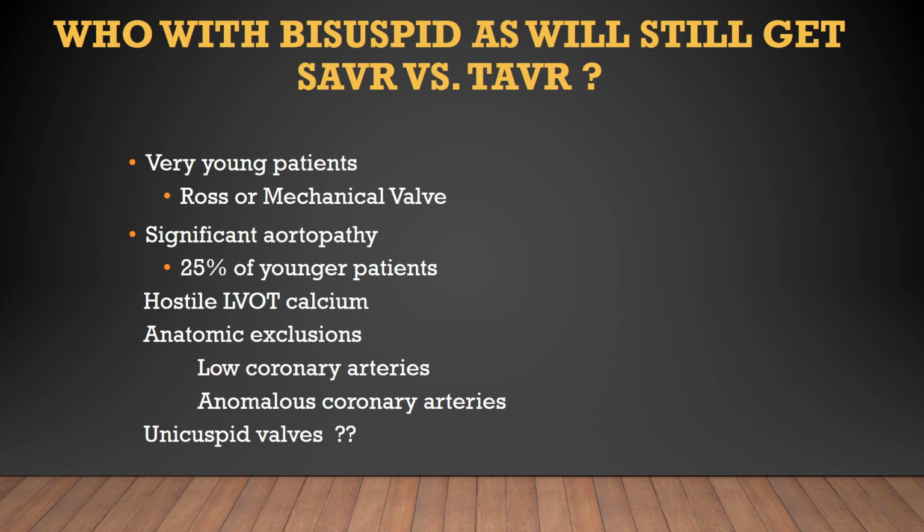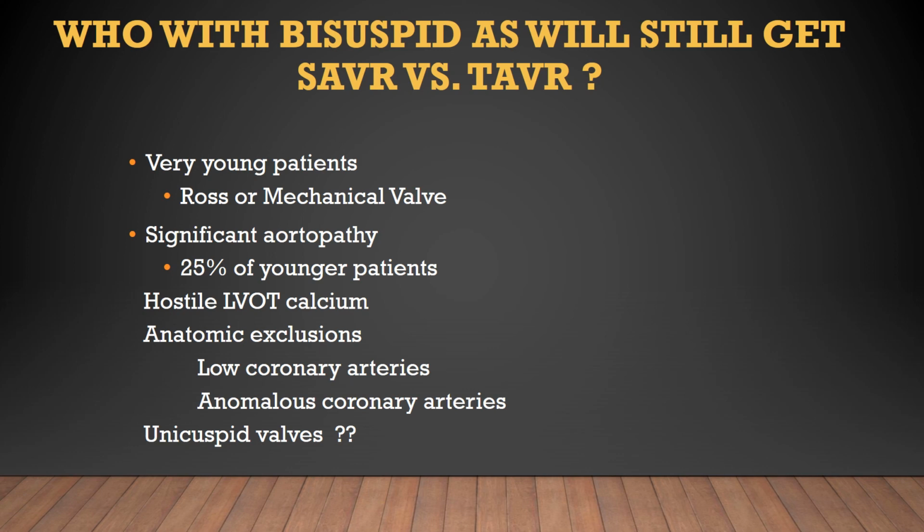So who with bicuspid aortic stenosis will still get SAVR versus TAVR? Very young patients, I think. I agree, especially with the associated conditions, I think surgery would still trump TAVR in that patient population. Obviously, if the patient has significant aortopathy, or very hostile LVOT calcium, certainly that is not a place where you want to put a percutaneous heart valve, in young patients especially. You have low coronary arteries, you have anomalous coronary arteries.